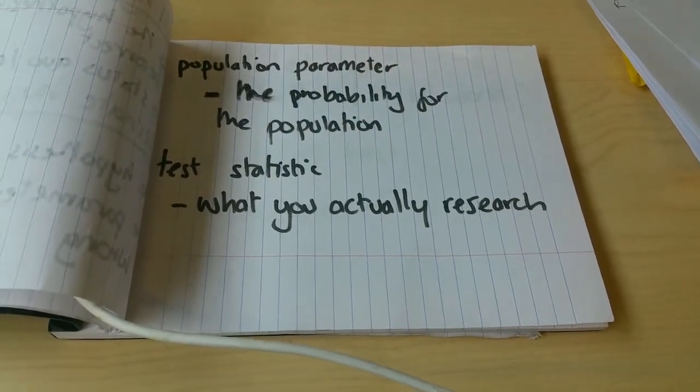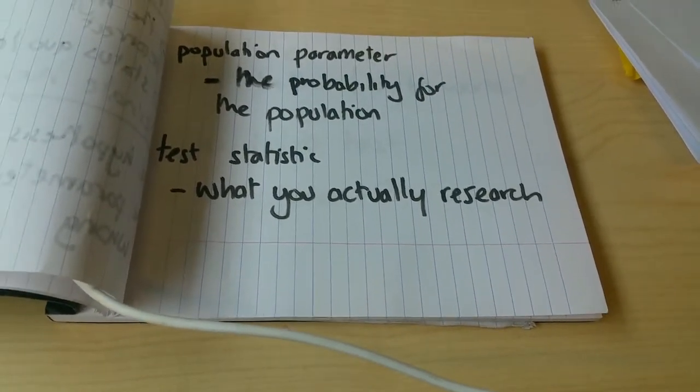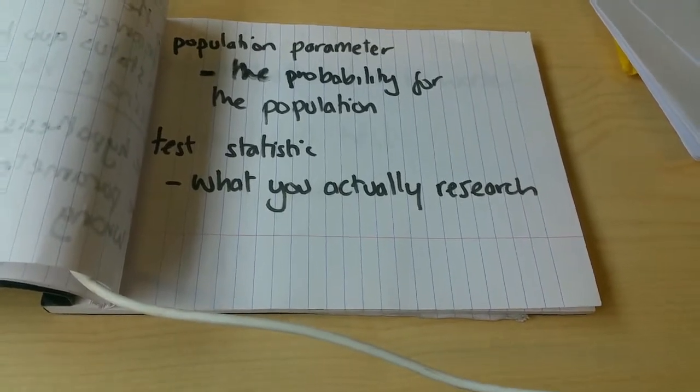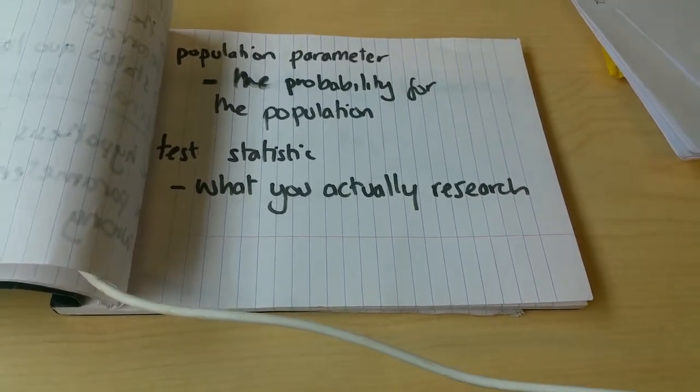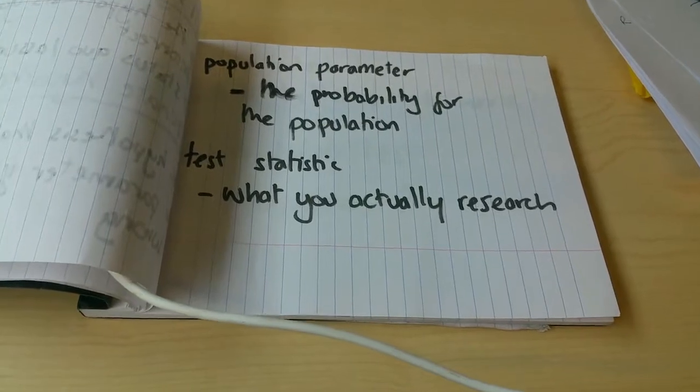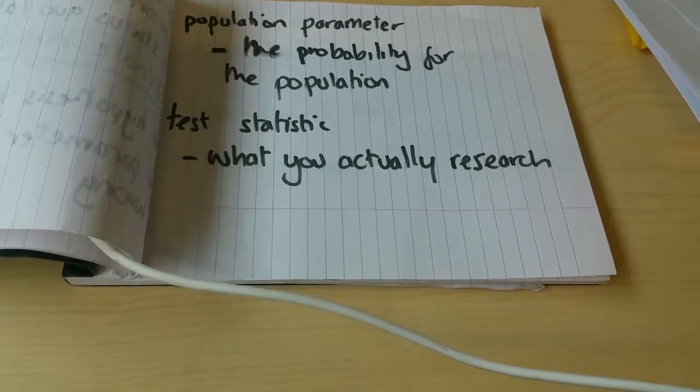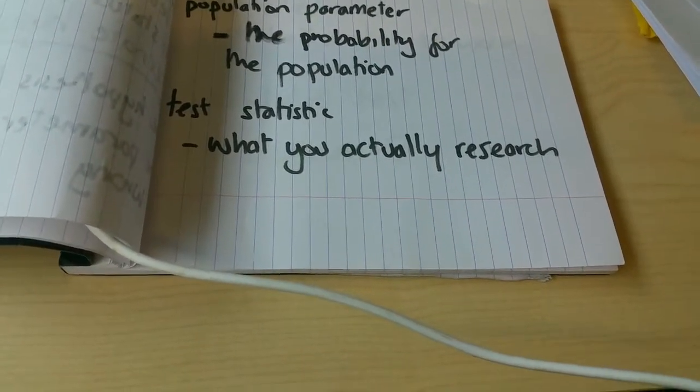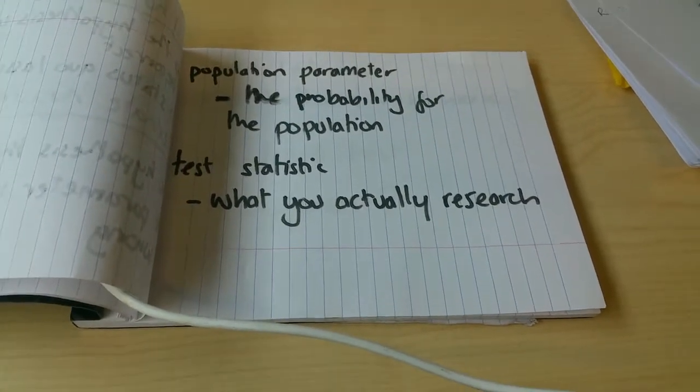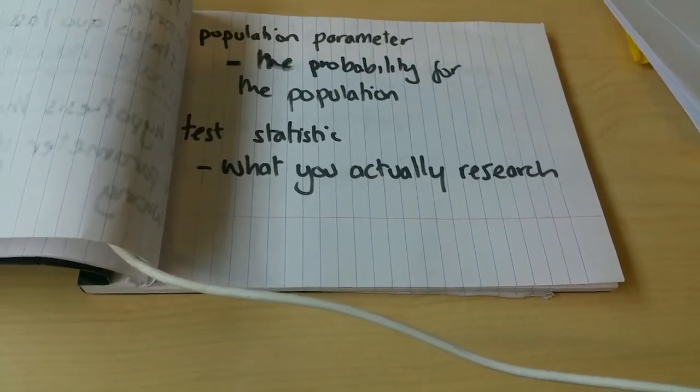Now the test statistic is what you're actually going to be researching. So if you were researching gender, for say a sample of 30 people, it'd be the number of people that were male and the number of people that are female. So population parameter is the probability of any individual person of the population having that particular thing. The test statistic is literally what you're researching.